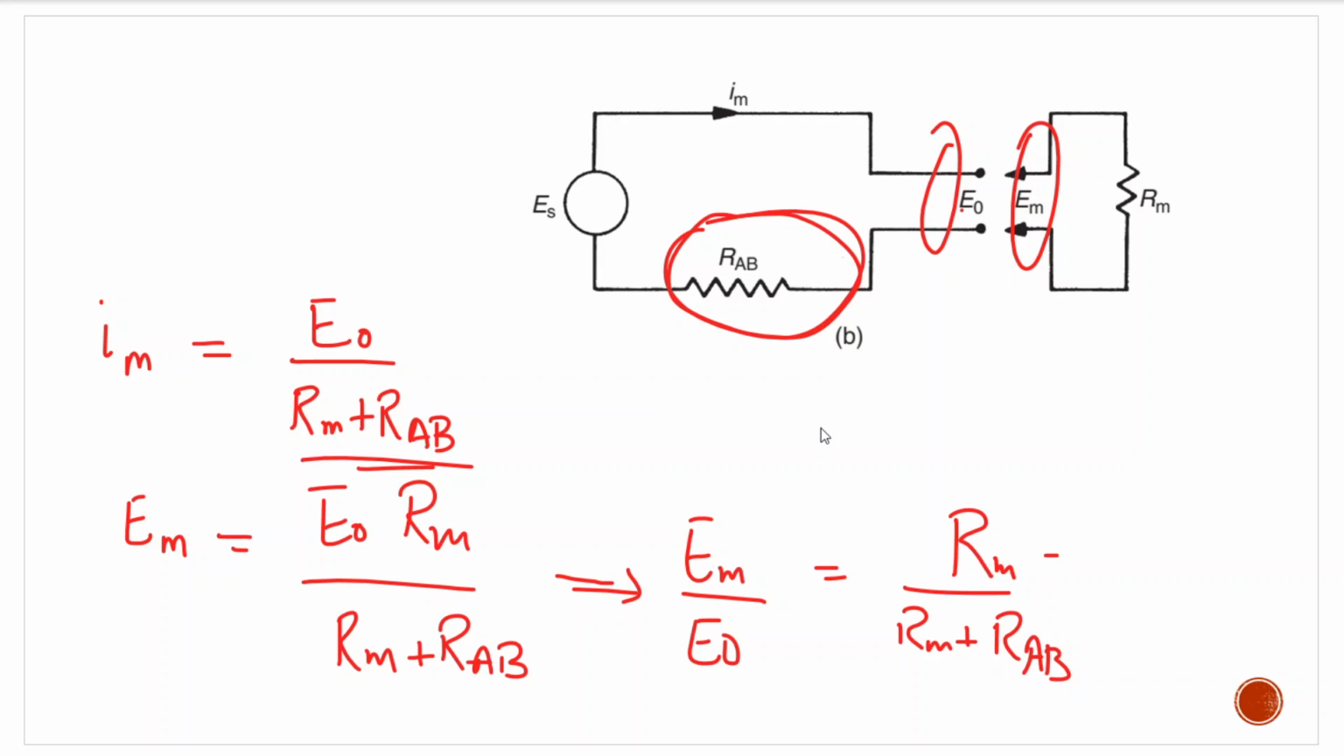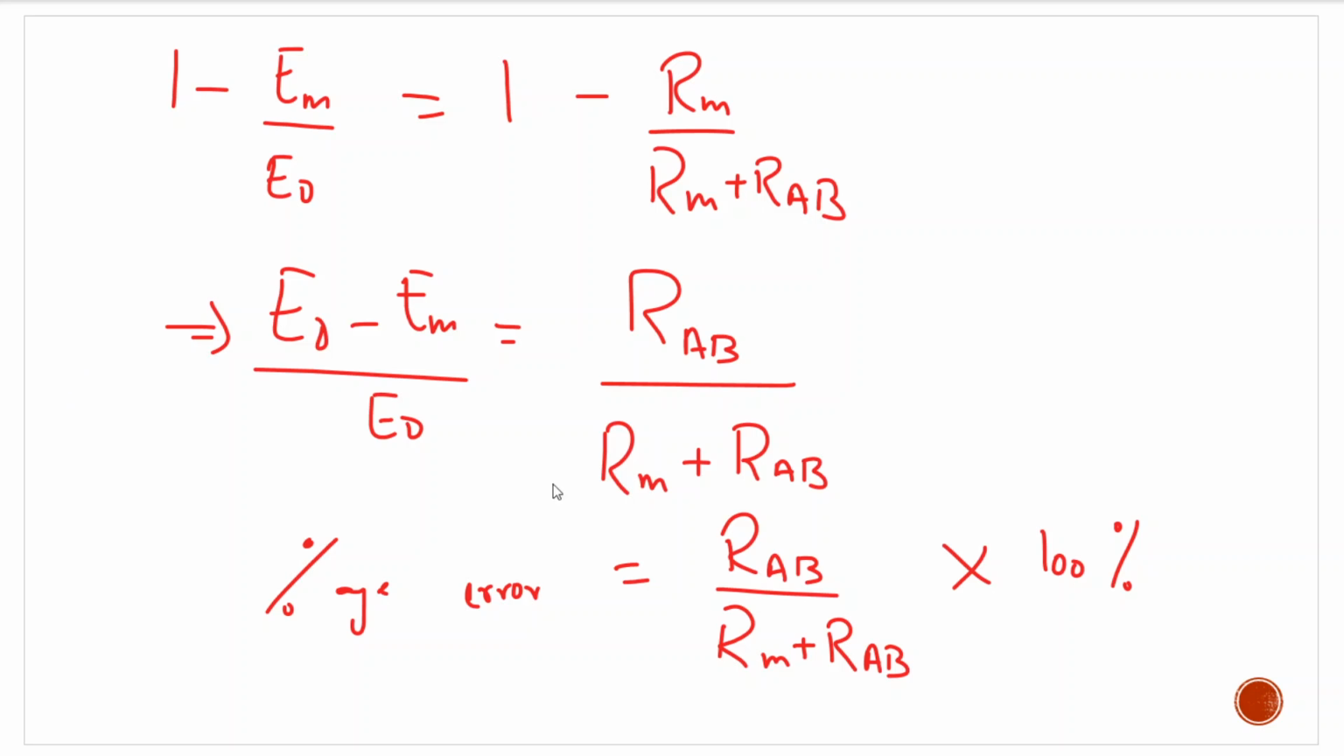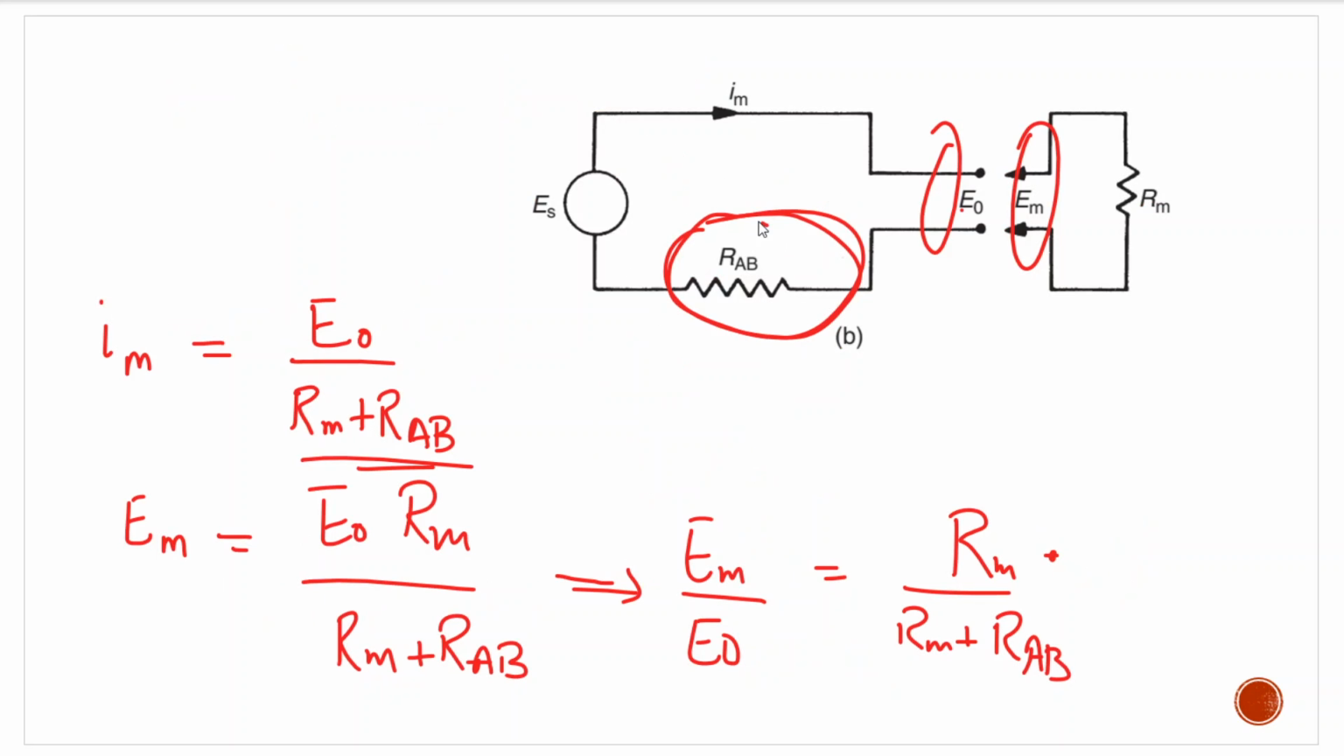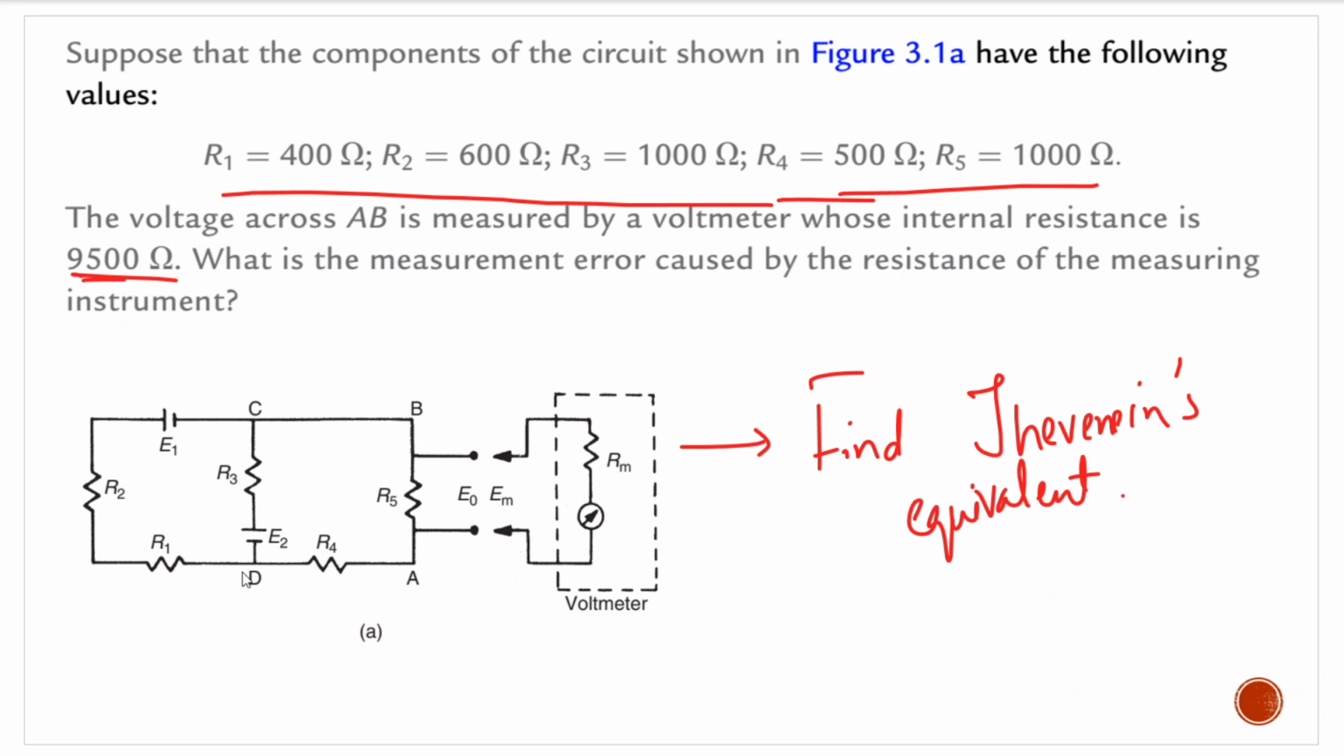इसी इक्वेशन को अगर मैंने 1 माइनस दोनों तरफ से किया, सो यू विल बी बेसिकली गेटिंग आउट परसेंटेज एरर इक्वल टू दिस. सो RAB डिवाइड बाय RM प्लस RAB. RM तो आपको ऑलरेडी दिया हुआ है, RAB आपको using Thevenin's equivalent circuit you have to find out the value of RAB. So find out this value of RAB using the Thevenin's equivalent circuit. Fine, so do that and let me know.